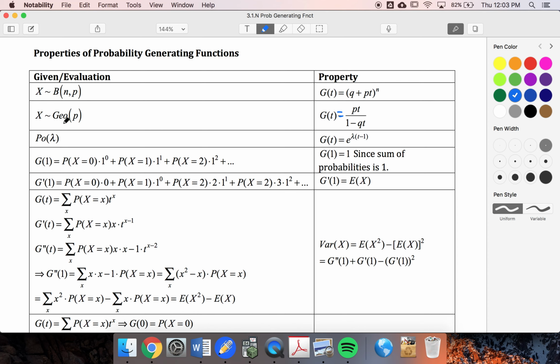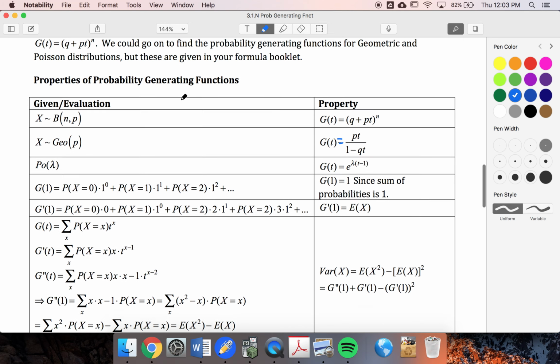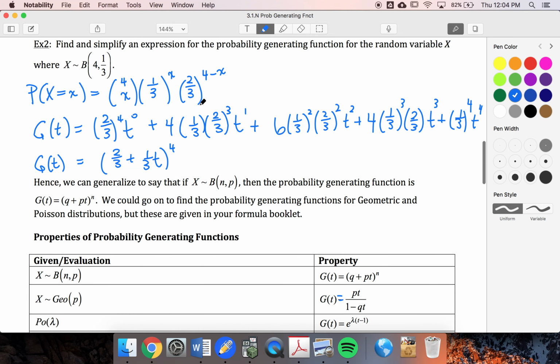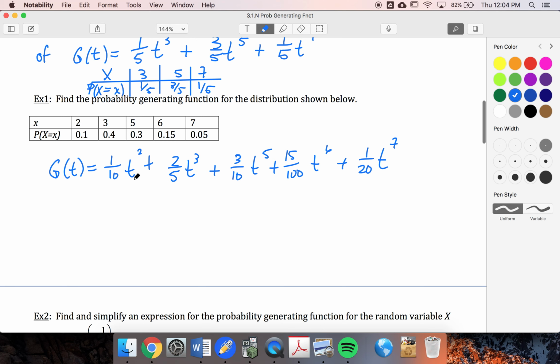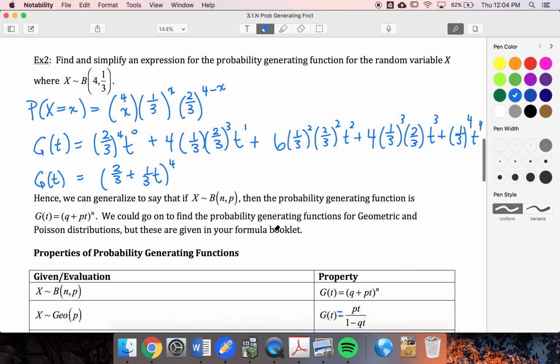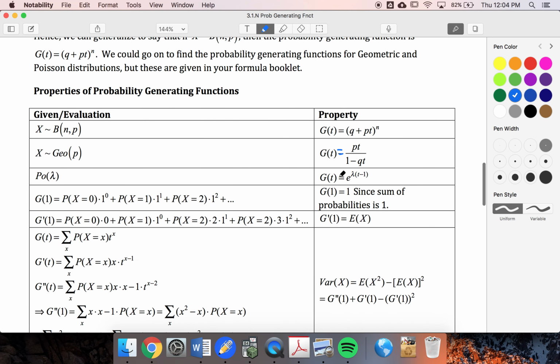Unfortunately, these are not in your formula booklet, so if you had a problem involving a Poisson, which is another discrete distribution, or a geometric, I would use the formula booklet to just find those probabilities and then use our idea of the probability generating function of being probability times t to the x value. In the end, they'll simplify to this, but I don't think it's worth memorizing these. It is interesting to note these properties though.